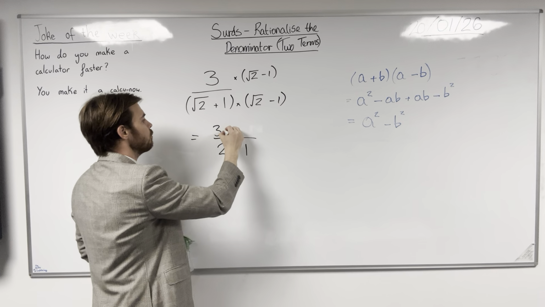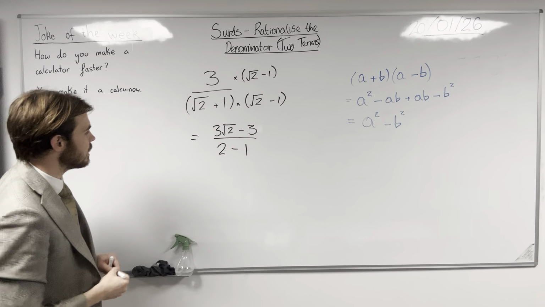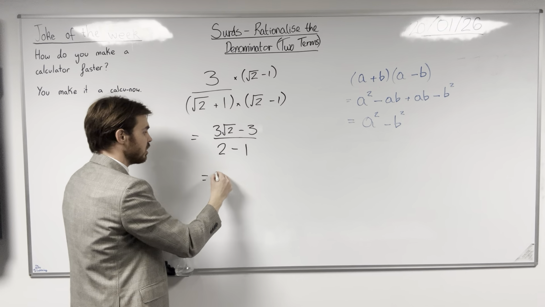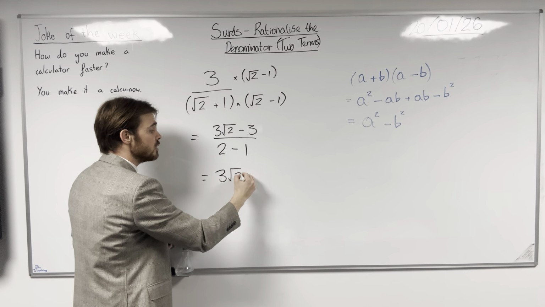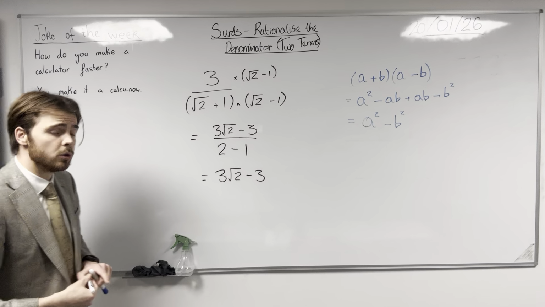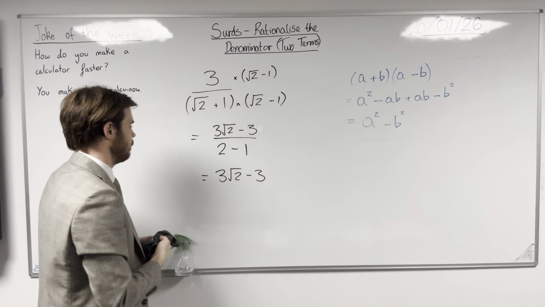We've got 3 lots of root 2, take away 3. Okay, let's tidy up the bottom. That is 2 take away 1, which is just 1. So anything divided by 1, we don't need to write as a fraction anymore. So my answer is 3 root 2 take away 3. Okay, on to the next one.